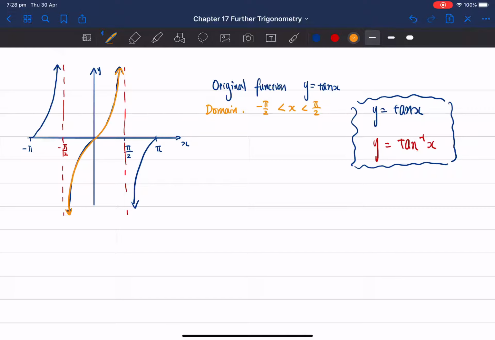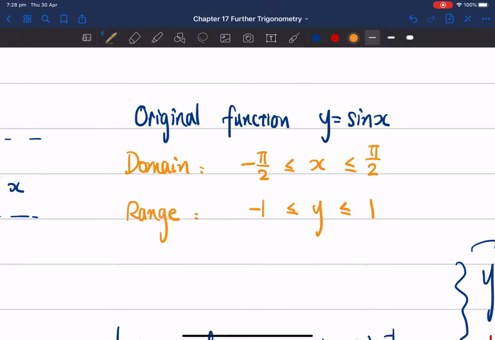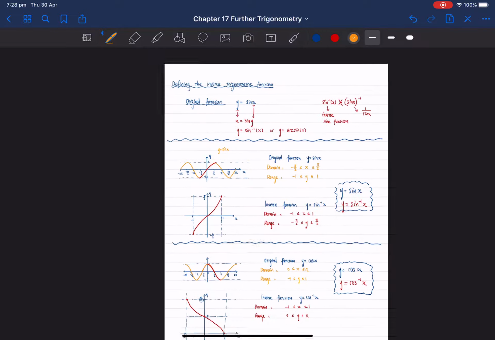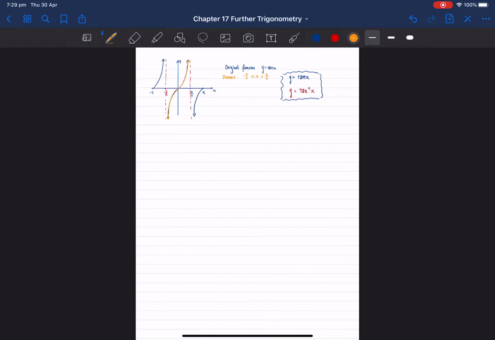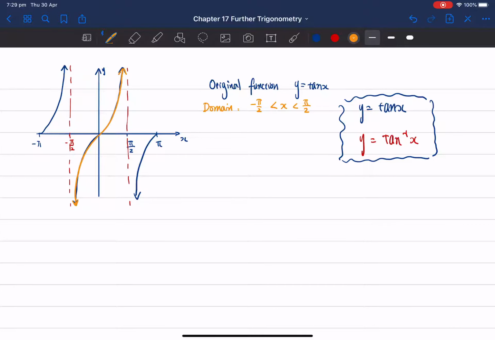Now have you noticed that this time x is not equal to negative pi on 2 and pi on 2, not like the previous one, which I can show you here, where x is equal to negative pi on 2 to pi on 2. But this time it's not equal to. The reason for that is because tan x has an asymptote at x equals pi on 2 and x equals negative pi on 2, which is 90 degrees. So if you do tan 90, it's undefined.